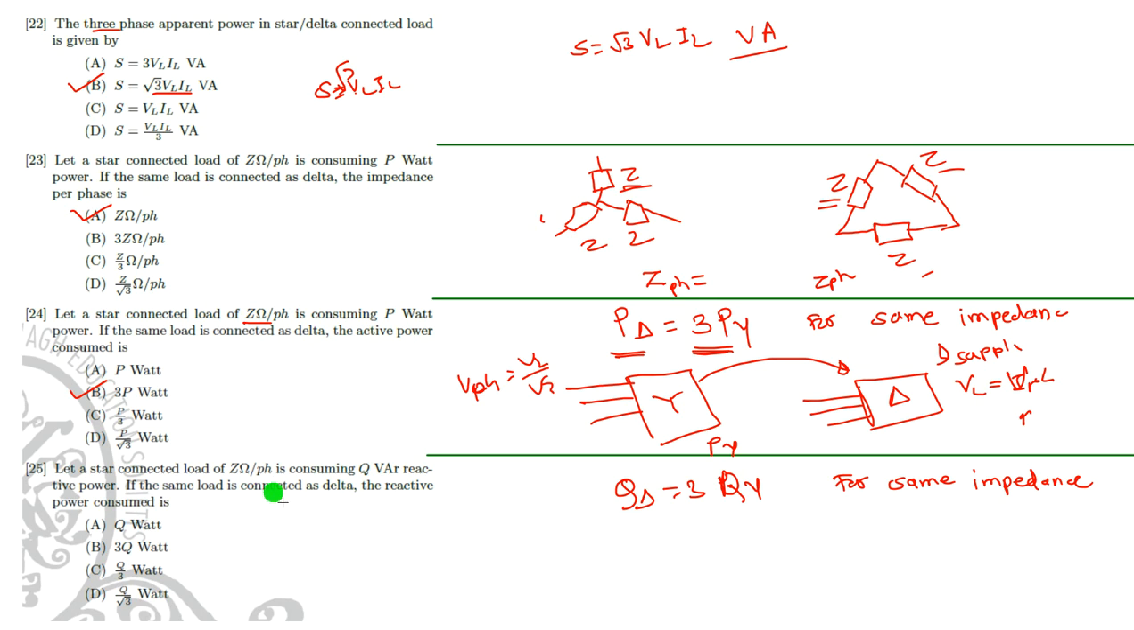Next, the same applies for reactive power. Reactive power in delta is 3 times the reactive power in star for the same impedance, so it is 3Q. Hope you have understood. Sorry, here the units are wrong. This unit must not be watt, this must be VAR. This is my mistake.